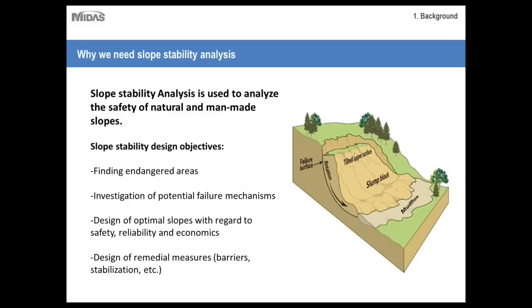Before I move forward, I just want to talk about this picture a little bit. Here we can see the way a slope typically tends to fail. As you can see, there's a failure surface and a rotational type movement where the slope will start to slide down the embankment.